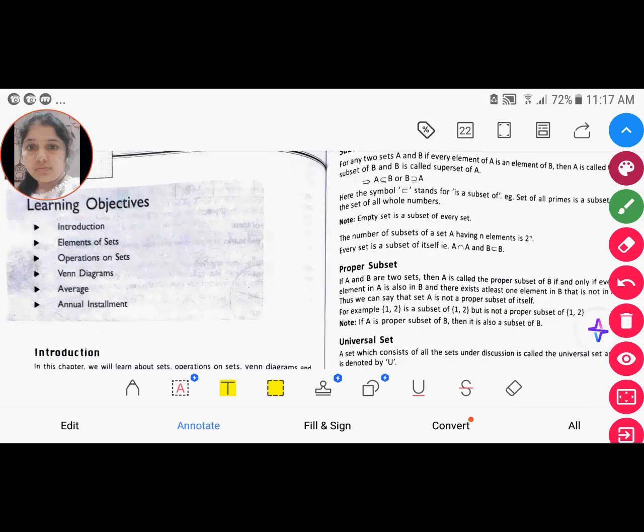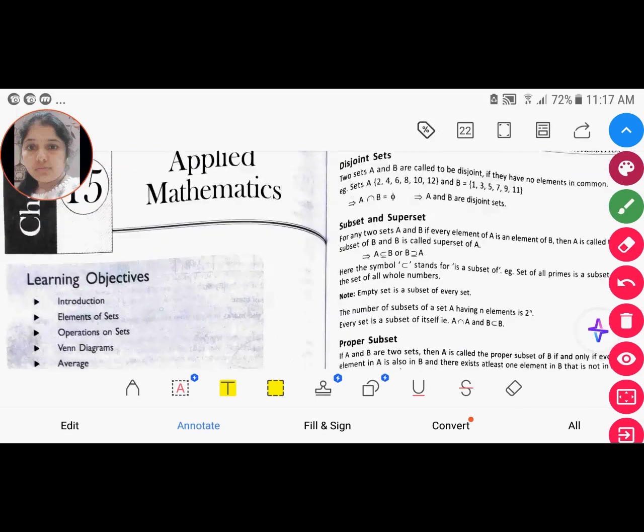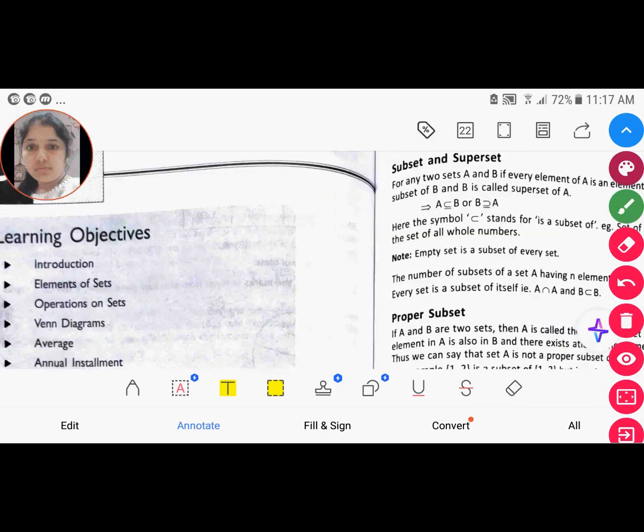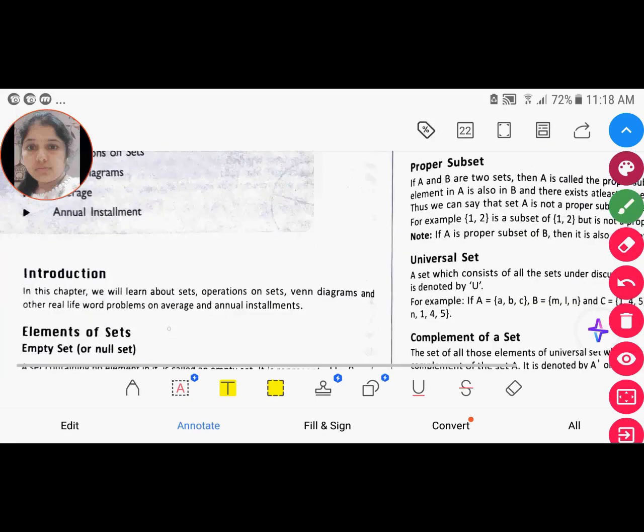Now here you have to apply your knowledge and solve the questions. The questions are based on elements of the sets, operations on the sets, Venn diagrams related to these sets, and average, which we had also found in the last chapter: mean, mode and average, and annual installment we have to calculate in this chapter.